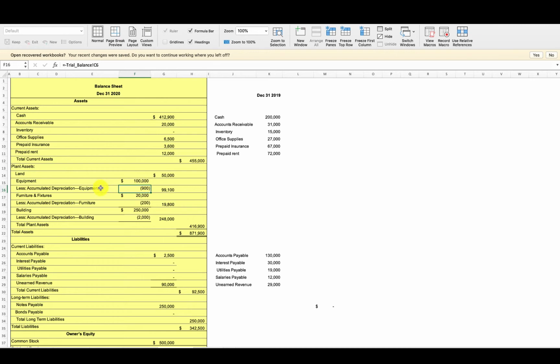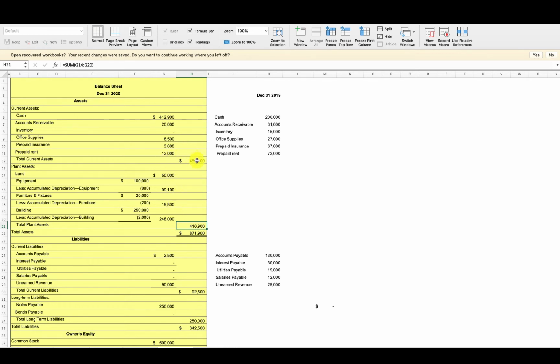Now for equipment, I just take the difference. 100,000 minus 900 is 99,100. For furniture and fixtures, I take furniture and fixtures less the accumulated depreciation for furniture and fixtures. 20,000 minus 200 is 19,800, and 250,000 minus 2,000 is 248,000. All of these items I reduce for the accumulated depreciation. Now I add all of these numbers up: the 50,000, the 99,100, the 19,800, and 248,000. I add them together and I get 416,900. That's my plant assets.